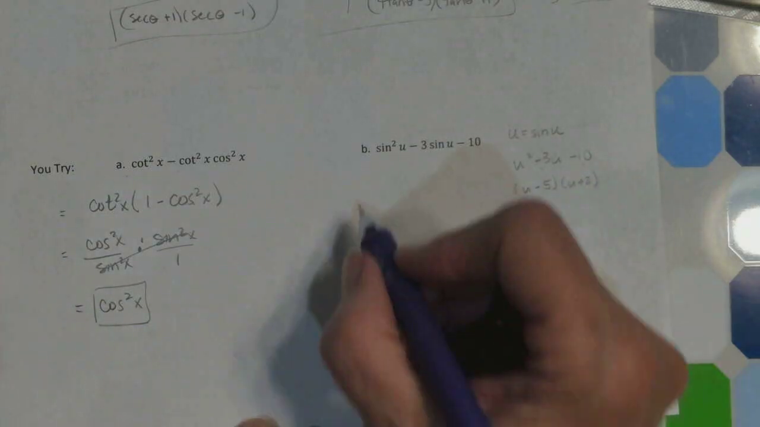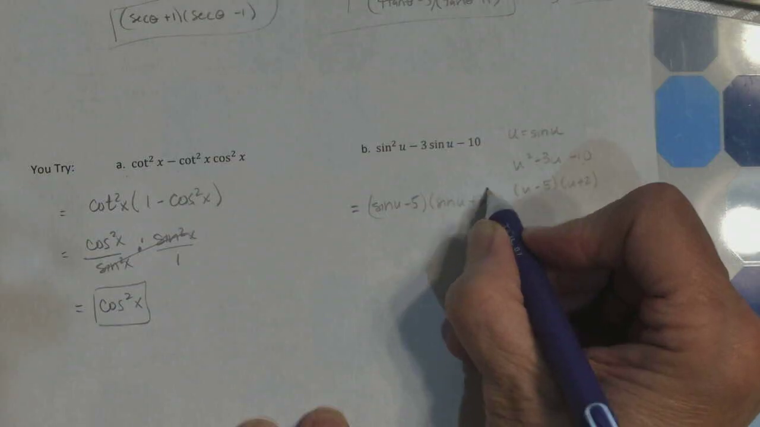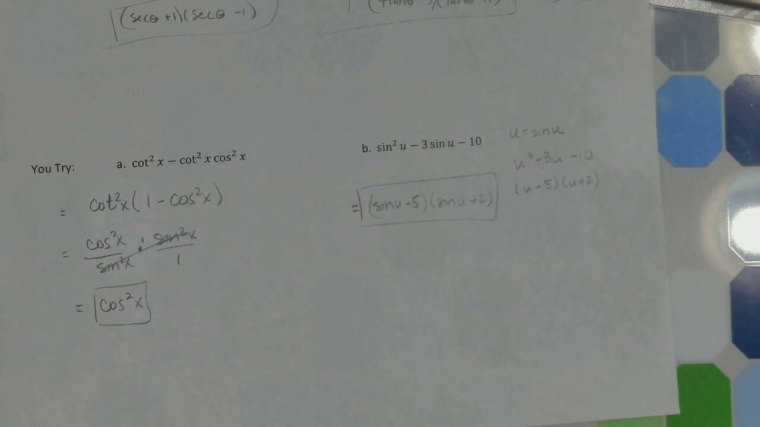Here again, I'm going to use u substitution, and I'm going to call u sine u. So I'm going to have u squared minus 3u minus 10. And that is going to factor to u minus 5 times u plus 2. Because the factors of a negative 10 are 5 and 2. They differ by 3. 5 is larger, it gets the negative. So this is going to become sine u minus 5 times sine u plus 2. That's it.